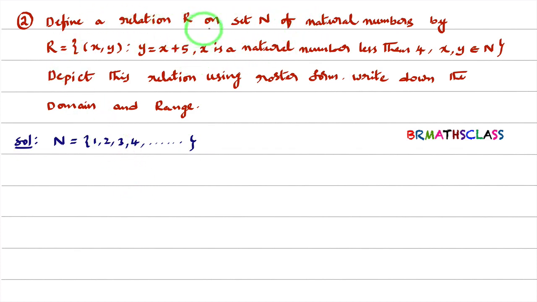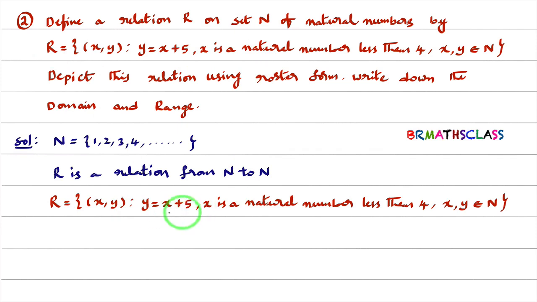You observe here R is a relation on N. In the theory part, we learned that R is a relation on N means R is a relation from N to N. So that information also I'll write. They gave that R is a relation from N to N. Now I'll write what is the given relation. This is the given relation. This relation is in set builder form. What are they asking? They are asking, by using roster form, write down the domain and range of this relation.